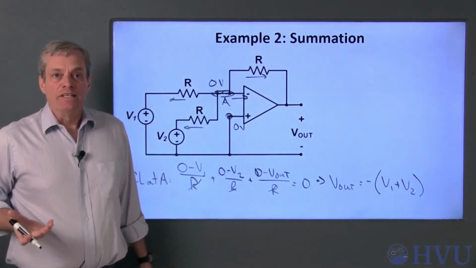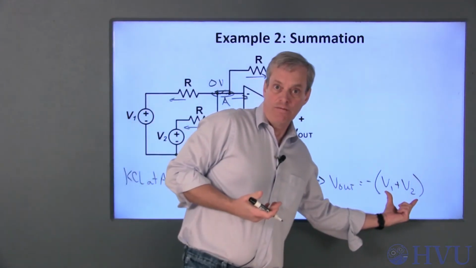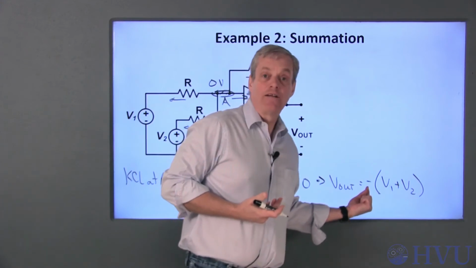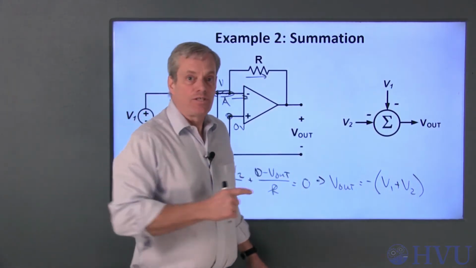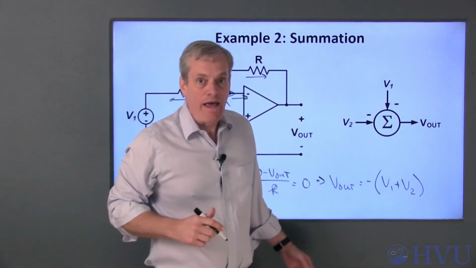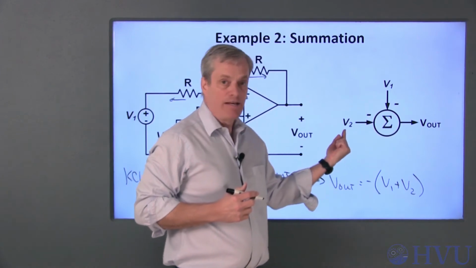This circuit is called an inverting summing circuit. The output's the sum of two input voltages, and the negative sign corresponds to inversion. As a block diagram, this circuit could be indicated this way. The output is the negative of V1 plus the negative of V2.